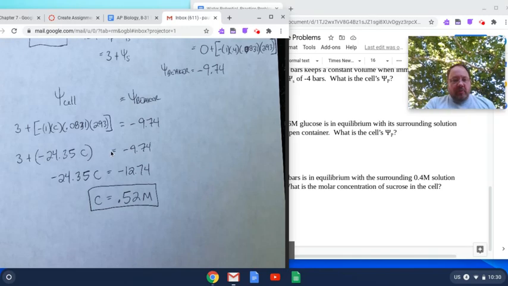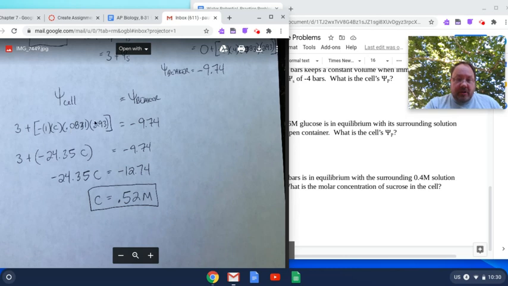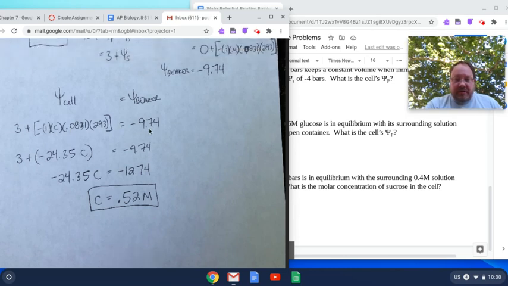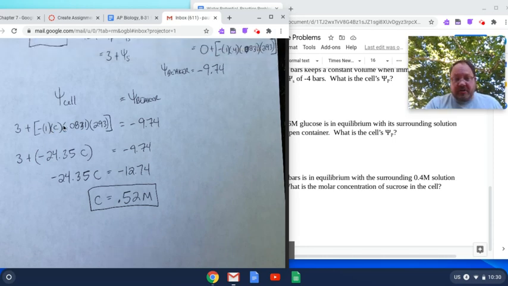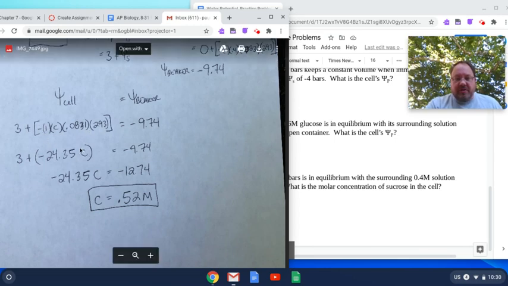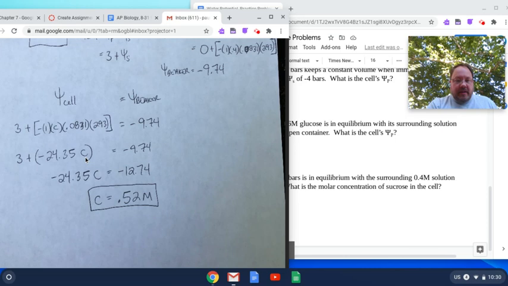So if we set things equal to one another, we have the water potential of the cell. It's your pressure potential plus your solute potential being equal to the water potential in the beaker. The variable we don't know here in the cell is the concentration of the sucrose solution. So what I just did for the solute potential equation was solve for C. And then if you just continue on and solve for C, you find that the concentration of sucrose is 0.52 molar. The big trick in this, again, is to set things equal to one another, write out everything you know from the equations, and then solve for the missing variable.